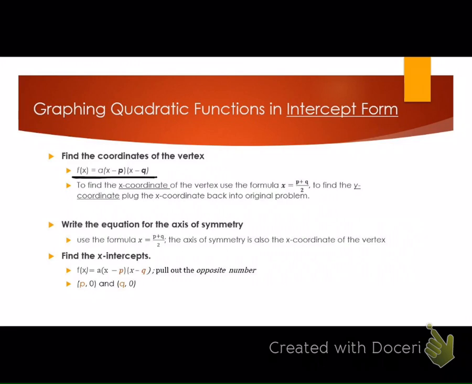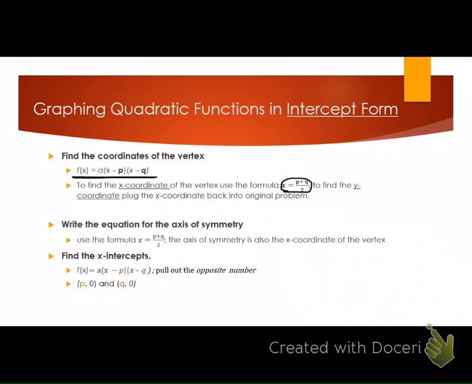So let's talk about the vertex. To find the x-coordinate of the vertex, you use the formula x equals p plus q divided by 2. Now highlight that because that's a brand new formula for you. We learned a little formula to find x for the standard form, but it was negative b over 2a. So this is a brand new formula. If I'm looking at a problem and it is in intercept form, I have to use this little formula to find the x-coordinate.